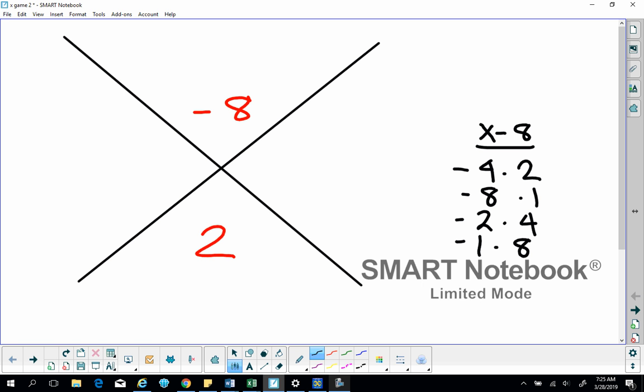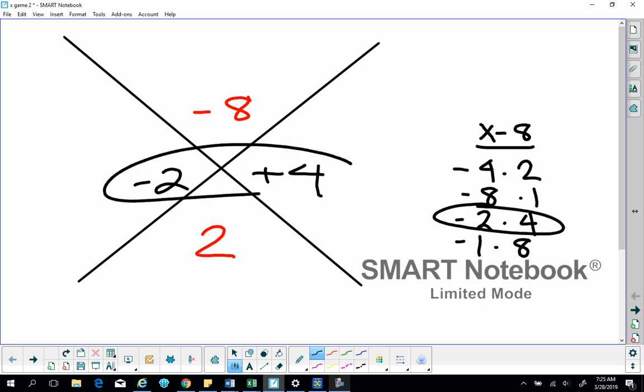Out of those, which ones add to positive 2? -2 and 4. Ding, ding, ding. Does that make sense? So it's almost like a little puzzle. All right, let's try 5.